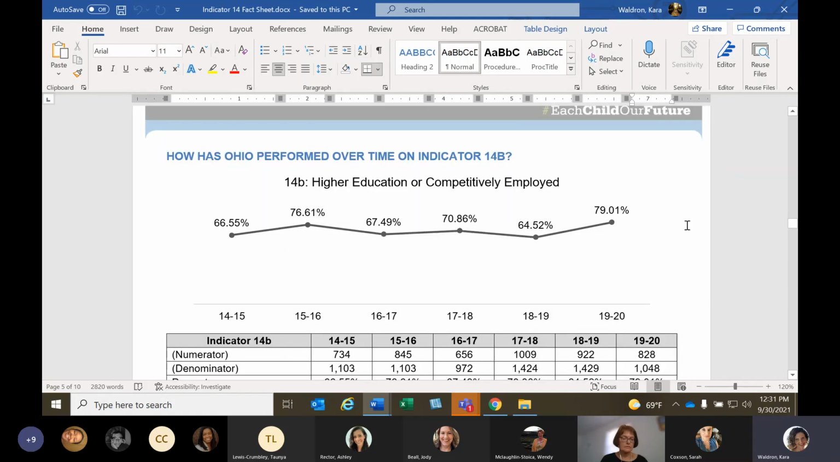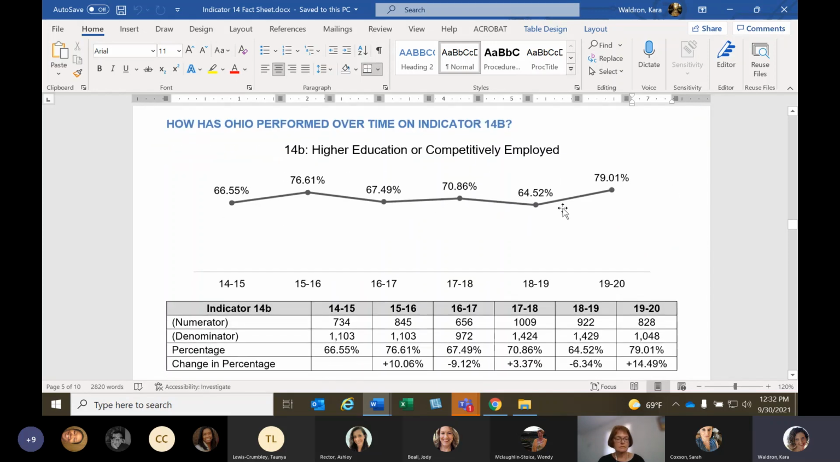Our engagement rate certainly shoots up. When we can count and distinguish between our students who are enrolled in higher ed or competitively employed, we do get up to, in some years, well above 70%. It swings a little bit in the 19-20 year, still at 79%, which was higher than we anticipated, given the pandemic impacts, to still really show growth from 18-19. Of course, the question will be, how much different does that look for 2021?